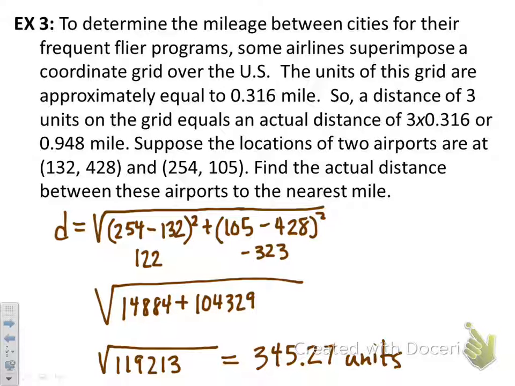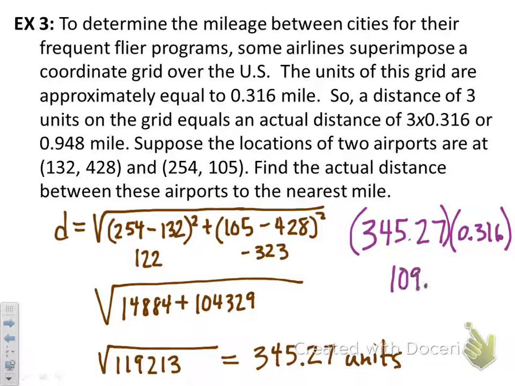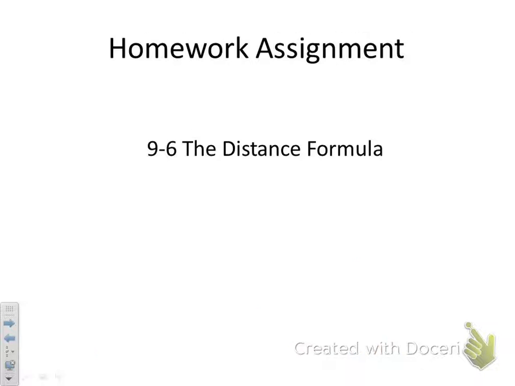So we need to multiply this by 0.316 miles. So when I multiply this by the amount of miles that each unit is, I get 109.11 miles. So there you go. Just be careful on these assignments. Make sure you read the directions carefully on problems such as this, and you guys should be good.